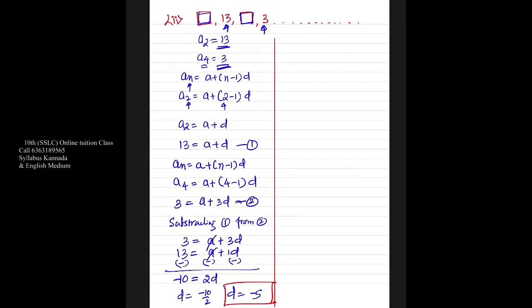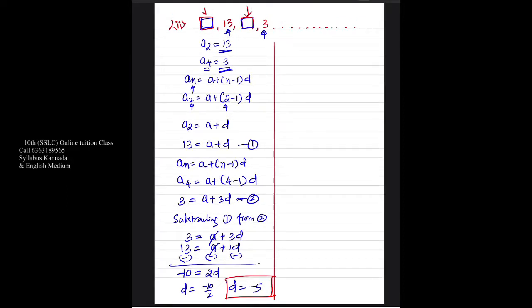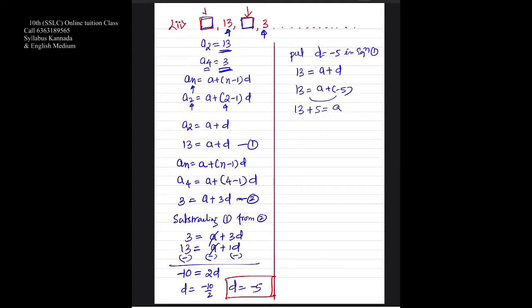ಸೊ ಇವಾಗ ನಾವು, we have to find out the first term and third term. ಓಕೆ, ನೋಡಿ ಫಸ್ಟ್ ಟರ್ಮ್ ಯಾವ ರೀತಿ ಕ್ಯಾಲ್ಕುಲೇಟ್ ಮಾಡ್ತಾರೆ, an ಈಸ್ ಈಕ್ವಲ್ಸ್ ಟು a ಪ್ಲಸ್ n ಮೈನಸ್ 1 ಇಂಟು ಡಿ. ಹೌದಾ, ಸೊ ಫಸ್ಟ್ ಟರ್ಮ್ ಕಂಡುಹಿಡಬೇಕಾಗಿದೆ ನಮಗೆ. ಓಕೆ, ಸೊ ಫಸ್ಟ್ ಟರ್ಮ್ ಏನಾಗಿದೆ, ಇಲ್ಲಿ a ಕೊಟ್ಟಿಲ್ಲ, ಫಸ್ಟ್ ಟರ್ಮ್ನ ನಾವು ಕ್ಯಾಲ್ಕುಲೇಟ್ ಮಾಡಬೇಕು. ಪುಟ್ d ಈಸ್ ಈಕ್ವಲ್ಸ್ ಟು minus 5 ಇನ್ ಇಕ್ವೇಷನ್ ನಂಬರ್ 1. ಇಕ್ವೇಷನ್ ನಂಬರ್ 1 ಏನಾಗಿದೆ, 13 ಈಸ್ ಈಕ್ವಲ್ಸ್ ಟು a ಪ್ಲಸ್ d ಇದೆ. ಸೊ ಐ ವಿಲ್ ಪುಟ್ ದಿ ವ್ಯಾಲ್ಯೂ ಆಫ್ ಮೈನಸ್ 5. ಸೊ 13 ಈಸ್ ಈಕ್ವಲ್ಸ್ ಟು a ಮೈನಸ್ 5, ಈ ಕಡೆ ಬಂದರೆ ಏನಾಗುತ್ತೆ, ಪ್ಲಸ್ 5 ಆಗುತ್ತೆ. ದಿಸ್ ಈಸ್ ಈಕ್ವಲ್ಸ್ ಟು a. ನೋಡಿ 13 ಪ್ಲಸ್ 5 ಈಸ್ 18 ಈಸ್ ಈಕ್ವಲ್ಸ್ ಟು a. ಸೊ a ಈಸ್ ಈಕ್ವಲ್ಸ್ ಟು 18.